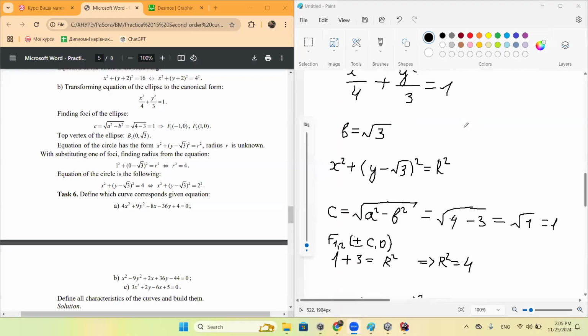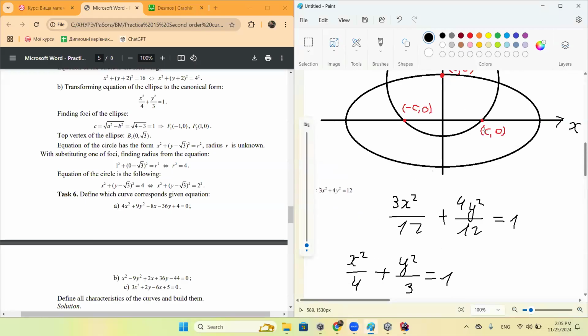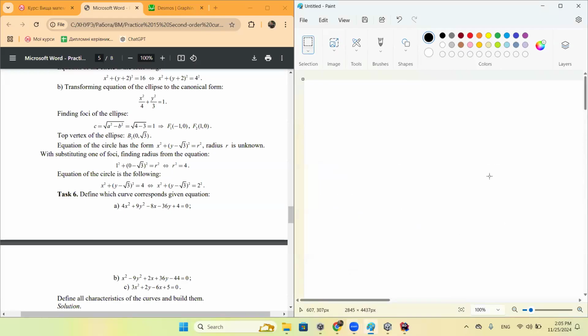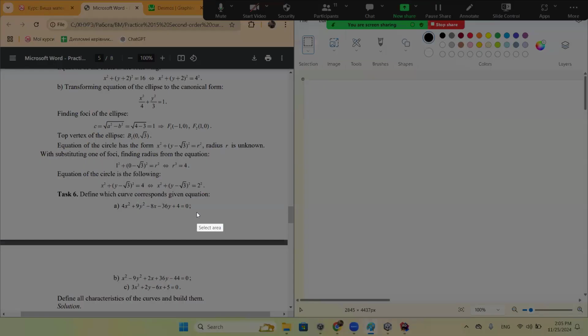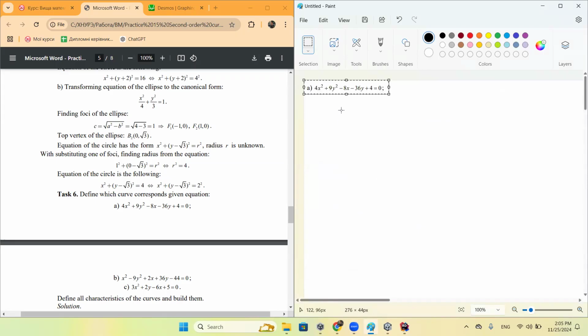Okay, let's continue. I'm cleaning the board. So we need to define which curve corresponds to the given equation. So first of all, we need to reduce it to the canonical form with extracting perfect squares.